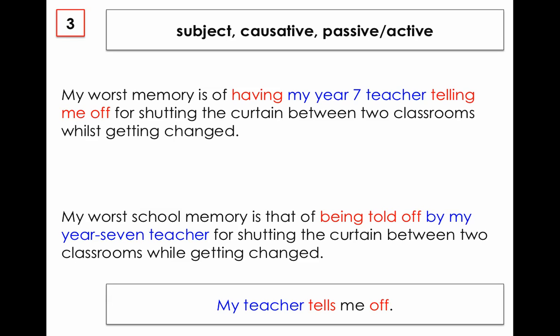If you look at the sentence at the bottom, my teacher tells me off, there you've got an active sentence. To make it passive, I'd say, I am told off by my teacher. Okay, in any case, we have a passive construction in the second sentence and what's called a causative in the first. So having my Year 7 teacher telling me off is a causative structure, like I had the hairdresser shave all my hair off.